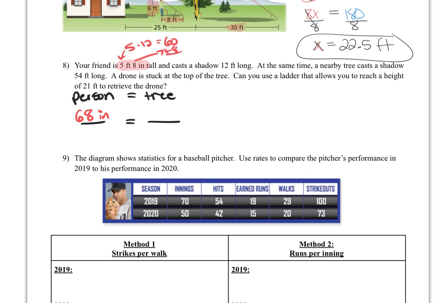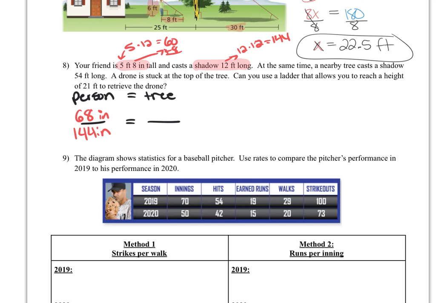Okay? Now, if I make that inches, what do you think I have to do with their shadow? Inches. So similar, right? What are we going to multiply 12 feet by? 12. And what does that give us? 144? Yep. 144 inches. Okay, that's the person. That was their shadow. That was their height. Now we do the tree.